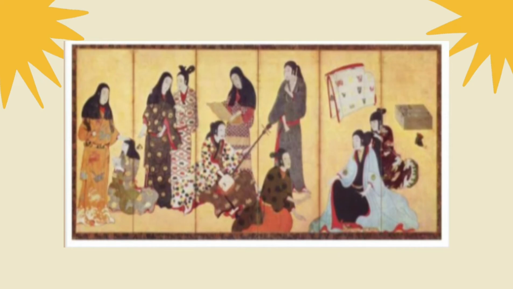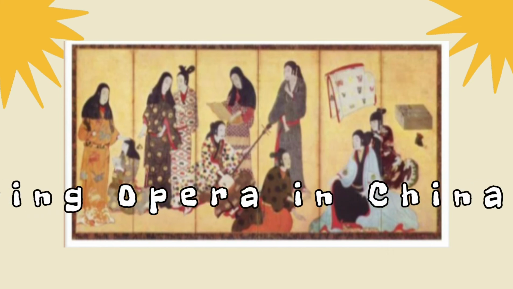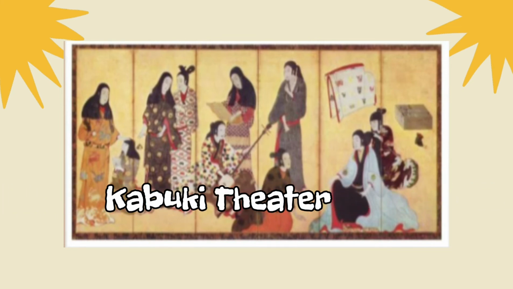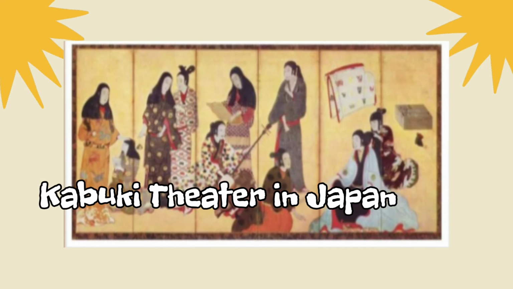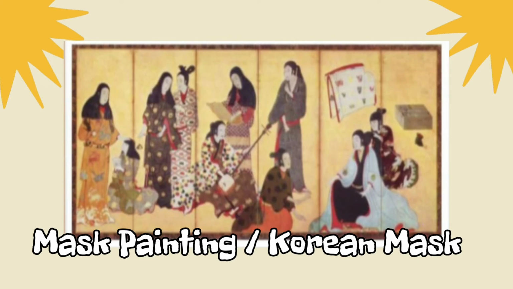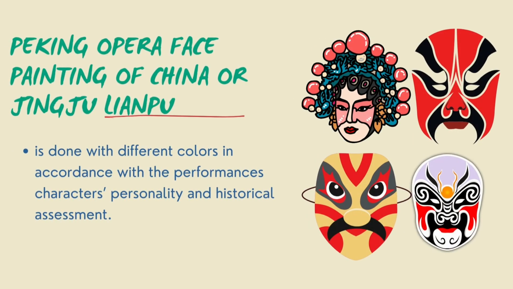Okay, painting in East Asia is not only applied on paper, silk, and wood. Performers of Peking opera in China and kabuki in, yes, very good, Japan use faces as the canvas for painting, while mask painting is done in Korea. Okay, so let's look at these face paintings.